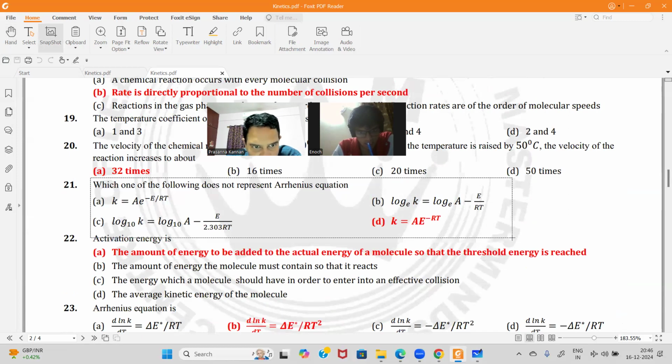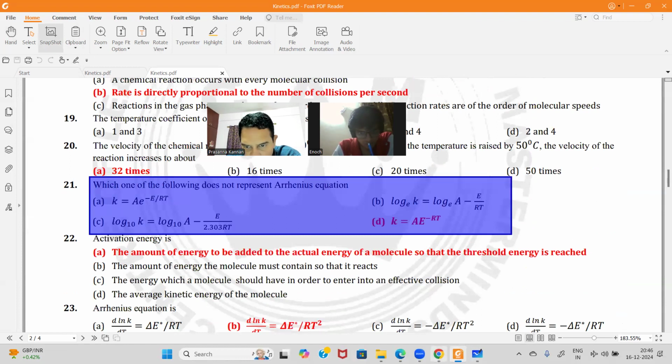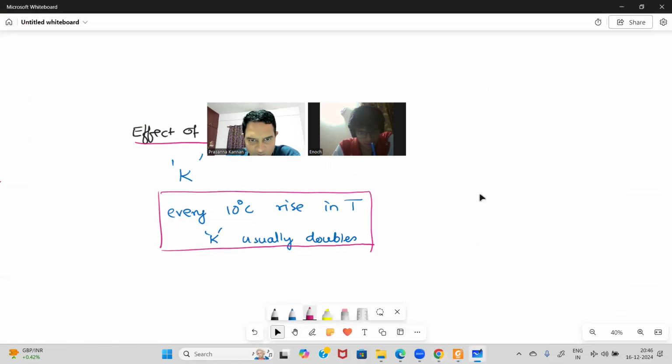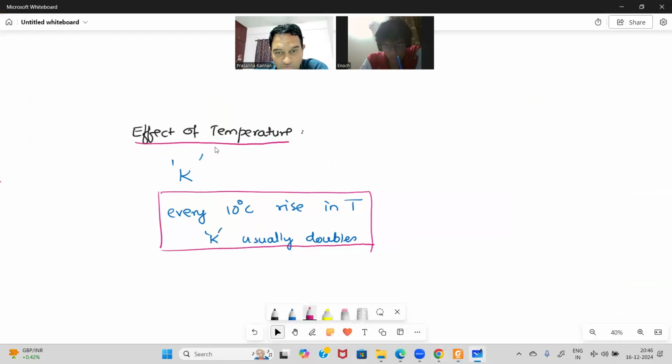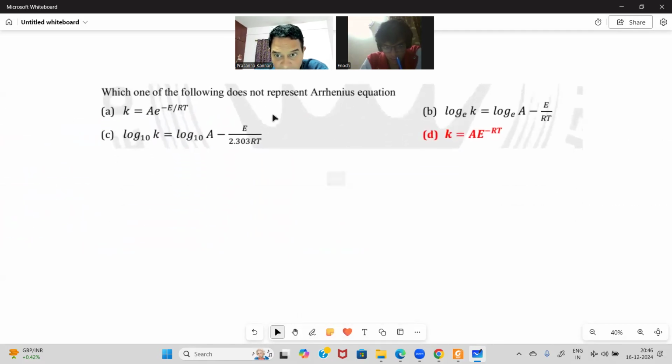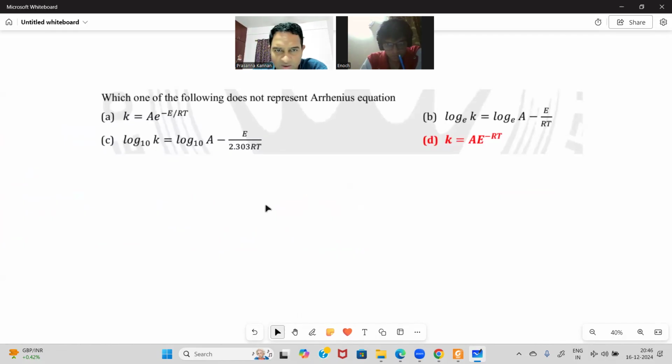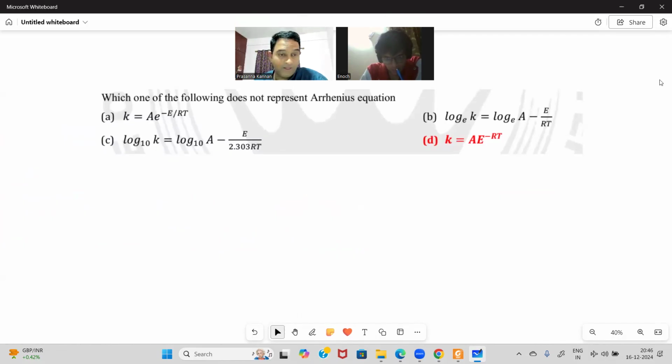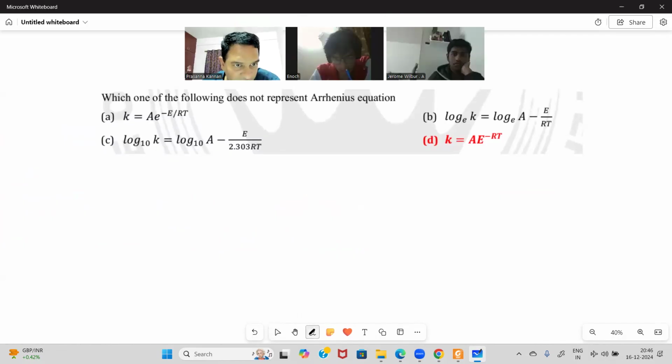So this is the equation which I was talking about. The effect of temperature on rate constant is well explained using an equation called the Arrhenius equation. Especially, this concept is more important for your competitive exams. Okay. So this is the equation.